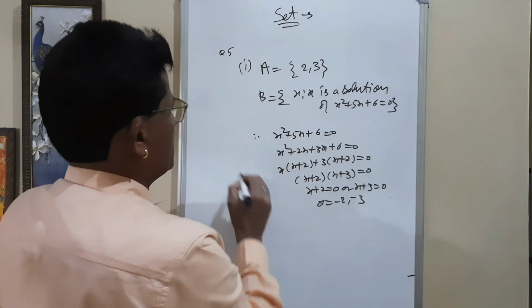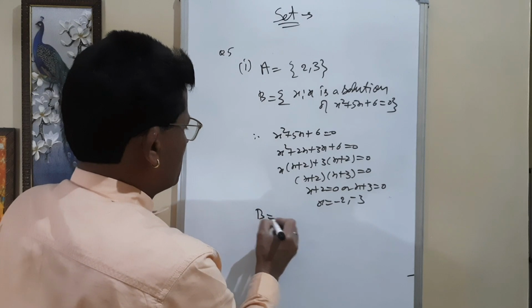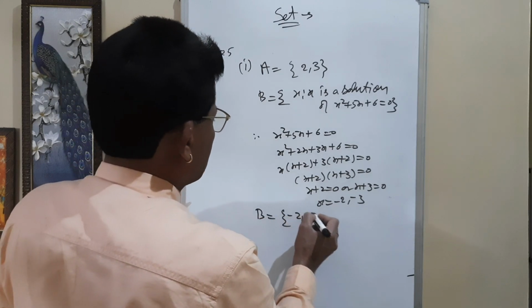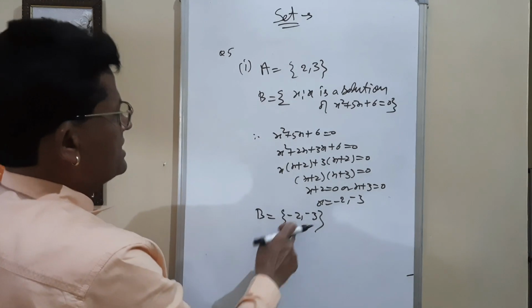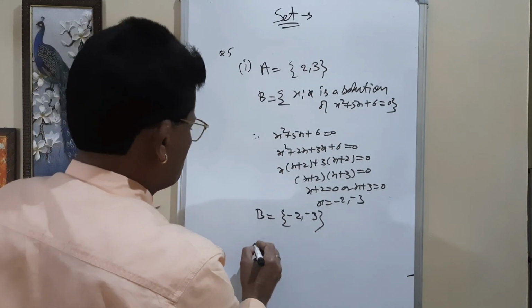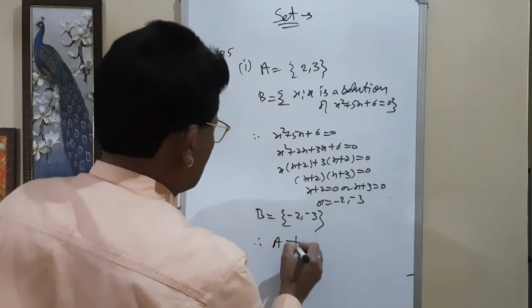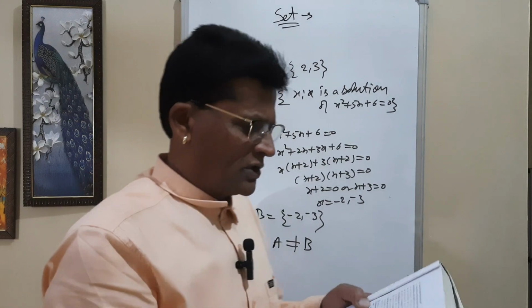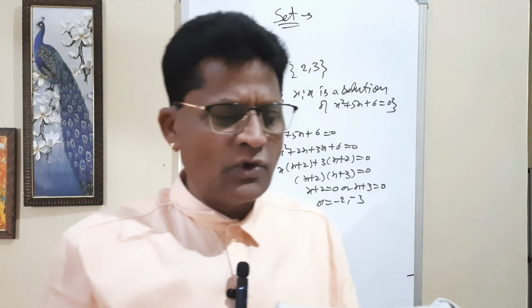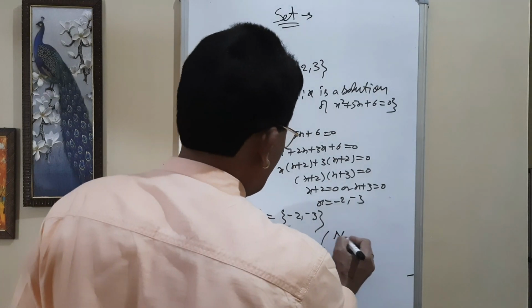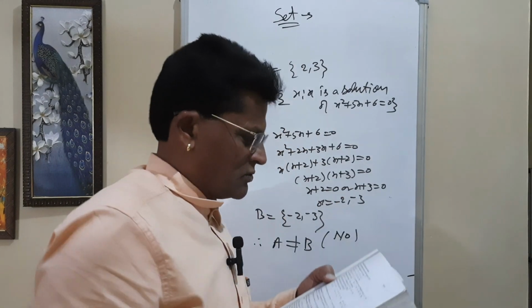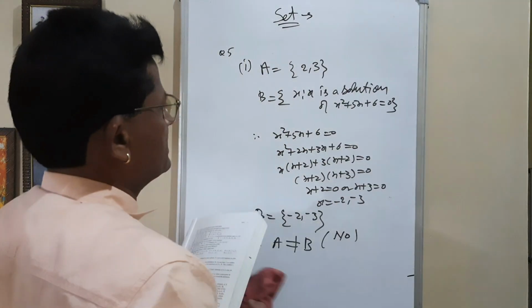That is why, my dear student, set B, you are getting minus 2 and minus 3. Okay, are they equal? Here it is 2, here it is minus 2, here it is 3. So A does not equal B. It is not equal to B. Here it is given, are the following pairs of sets equal? No. The answer will be no. These are not equal.